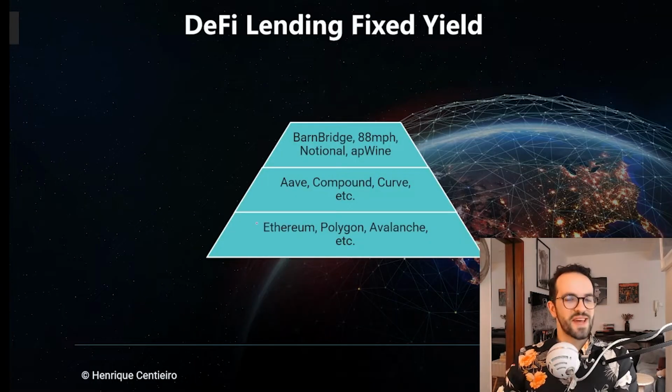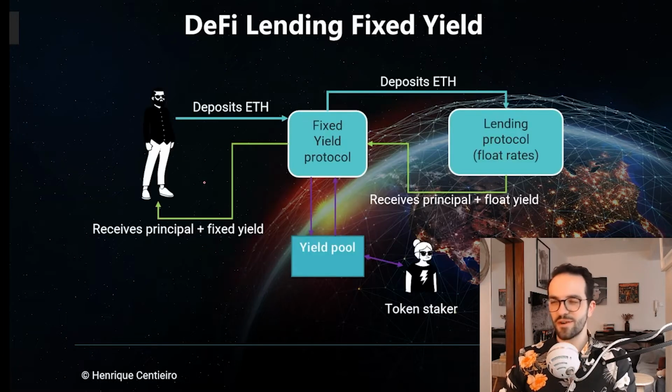All right, DeFi lending fixed rates. How do they work? As we saw before, Aave, Compound, Curve, and all these DeFi protocols sit on top of other blockchains. So we have an infrastructure layer, we have the lending protocol layer, and then you have a number of protocols that will offer you the fixed rate, the fixed yields. Some examples of these protocols are BarnBridge, 88 miles per hour, Notional, APWine, and I will also show you a few others. But the way they work is that you are actually not really lending to that protocol. You are depositing whatever you want to deposit, can be ETH, can be a stablecoin, can be wrapped Bitcoin.